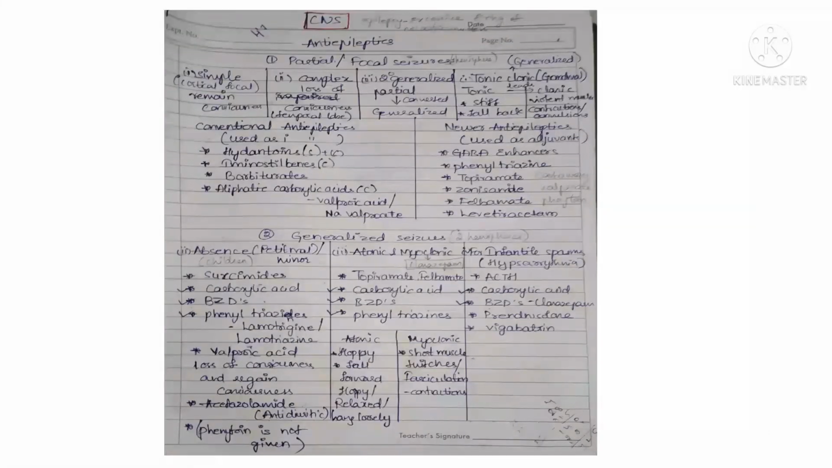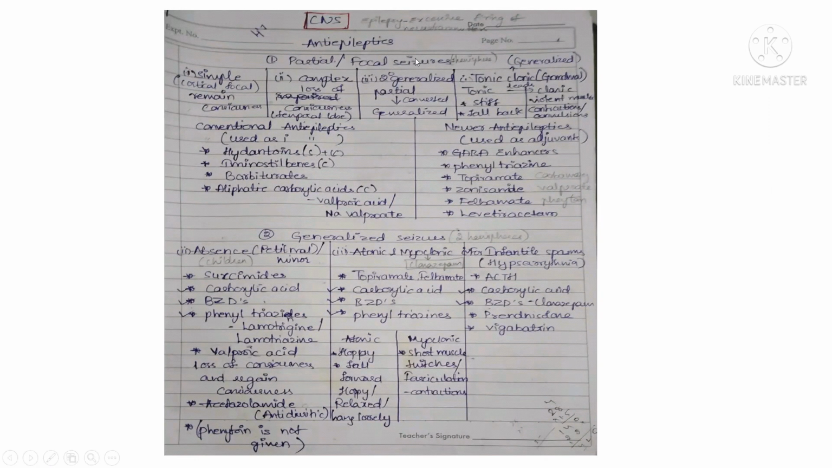And the next one is we'll go to drugs. Here the antiepileptic drugs are classified into 3 types. The first classification is based on the type of seizure. The second classification is based on the mechanism of action. And the third classification is based on the structure present in the drug. Now we'll study the first classification.